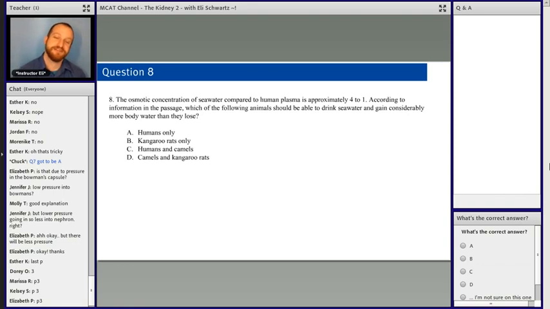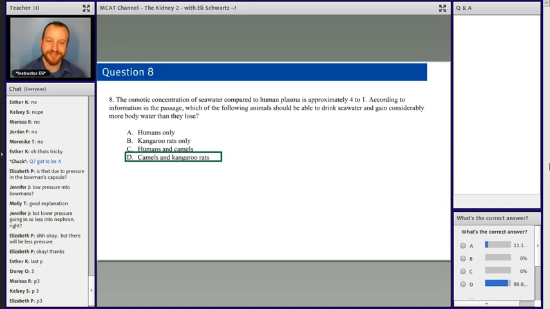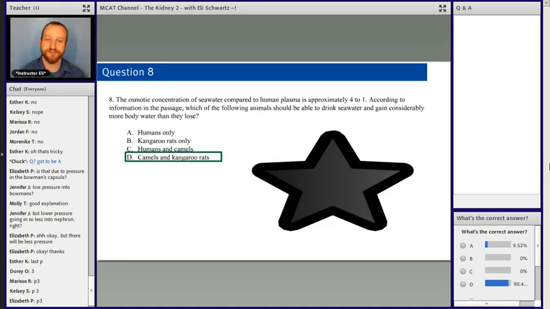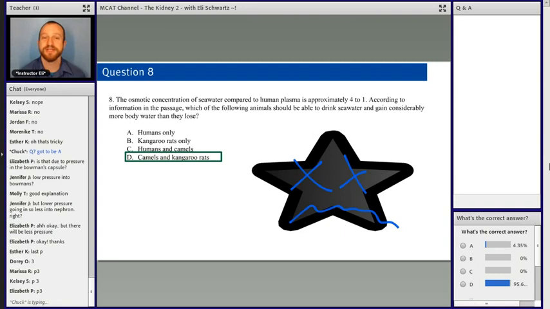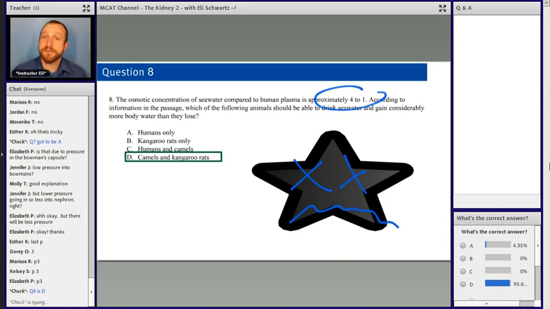I don't even know if I have to go through this in any more detail because we've already got over 90% for the right answer, crushing it. Absolutely. Camels and kangaroo rats were both mentioned in the passage. We did have them having the ability to have a huge concentration of urine. So if we have the high plasma osmolarity, 4-to-1, yeah, but they can concentrate up to 4 times more than humans. Perfect.